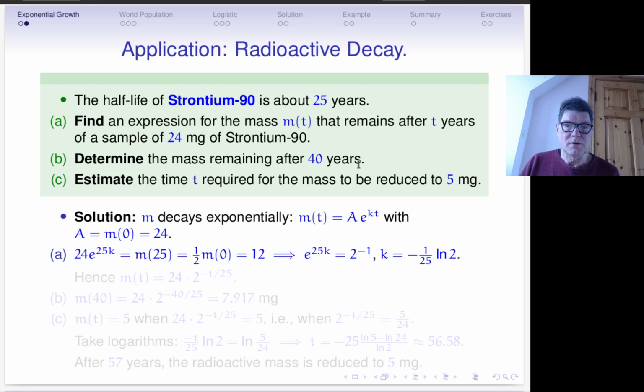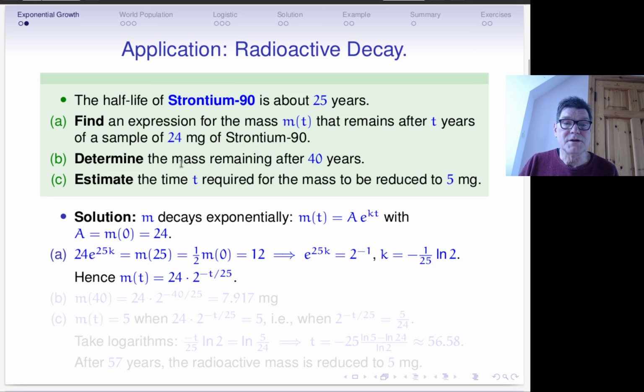And that's enough to fully determine the formula for m of t. We now know that e to the 25k is 2 to the minus 1. So, substituting this for e to the kt in here, we find that m of t is 24 times 2 to the minus t over 25. And then we're in business.